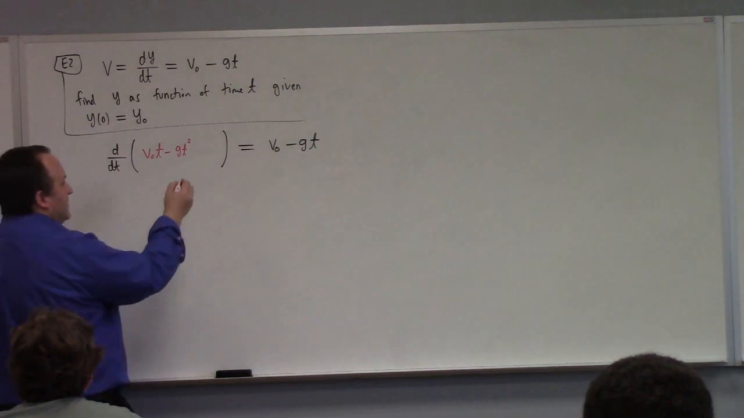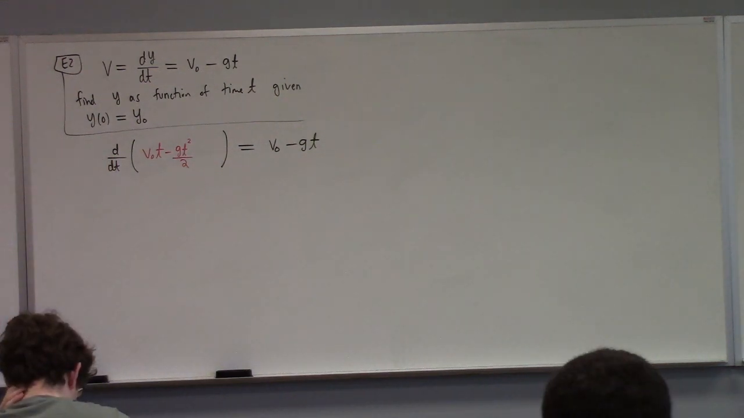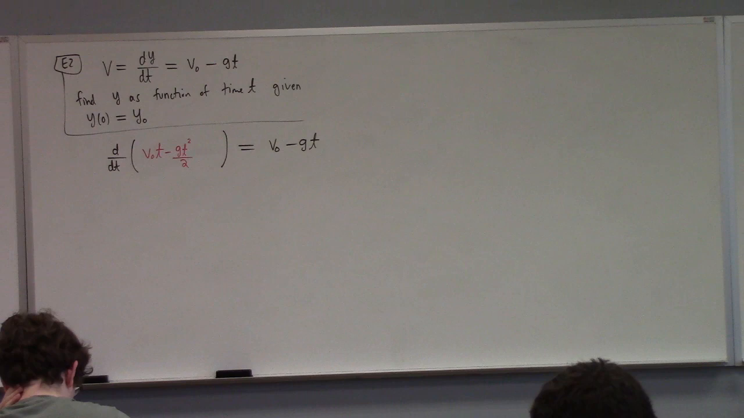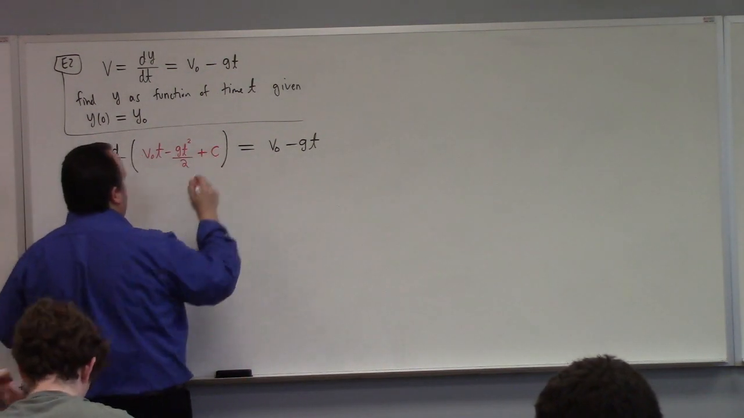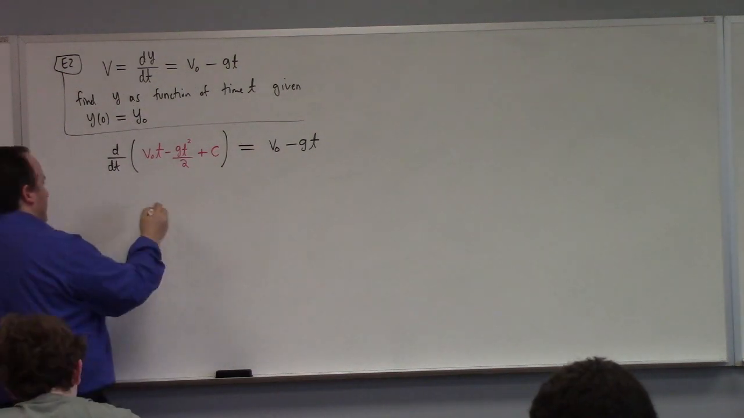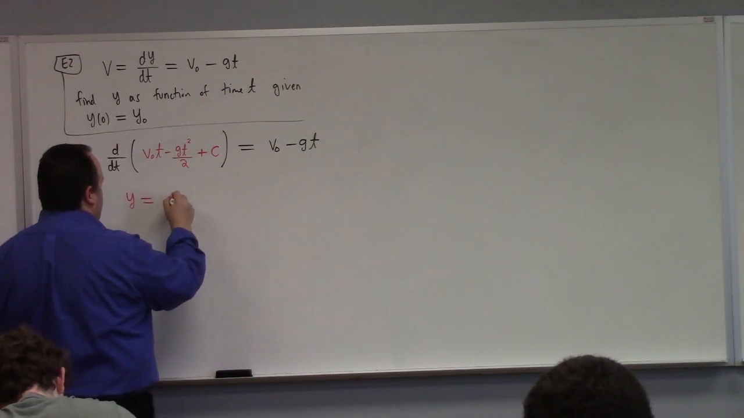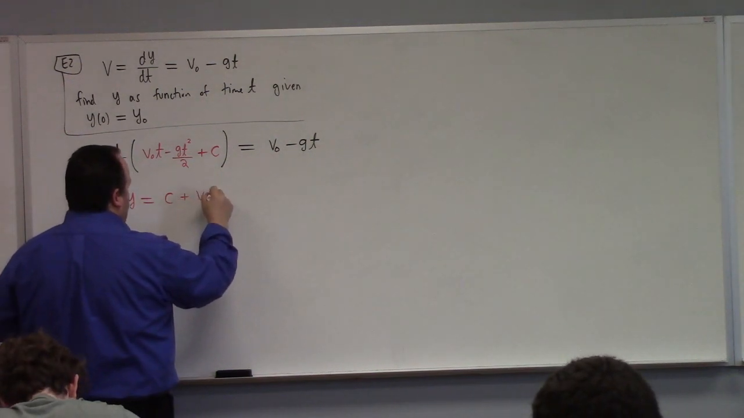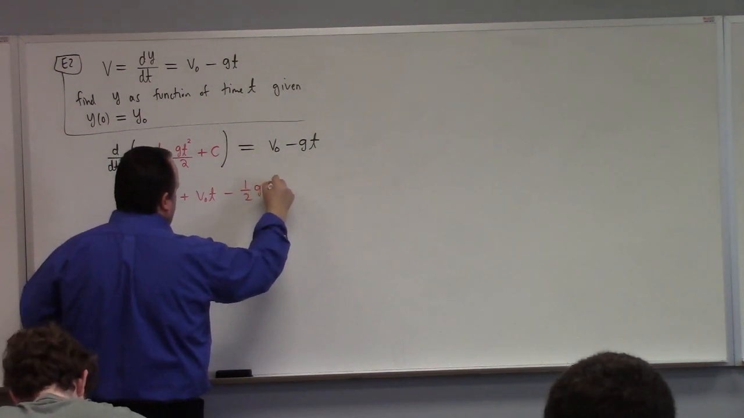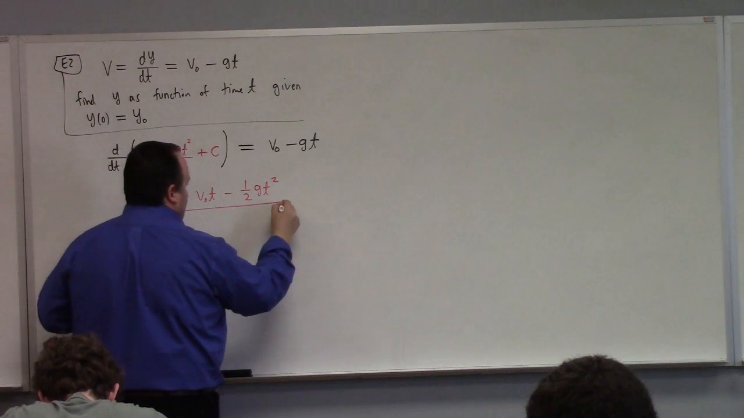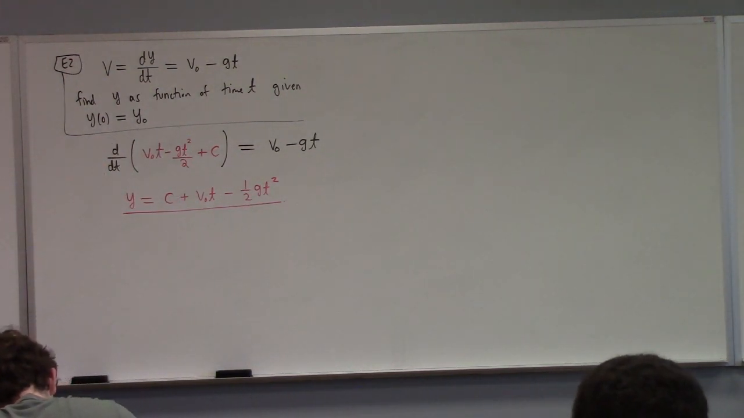Just divide by 2. So you divide by 2, that fixes it. Right? And then again, we can add a constant, right? Because the constant will differentiate to 0. So basically, anti-differentiation suggests that y is equal to some constant plus v naught t minus 1/2 gt squared, right? And so if we didn't know any initial condition, that would be the best I could do.